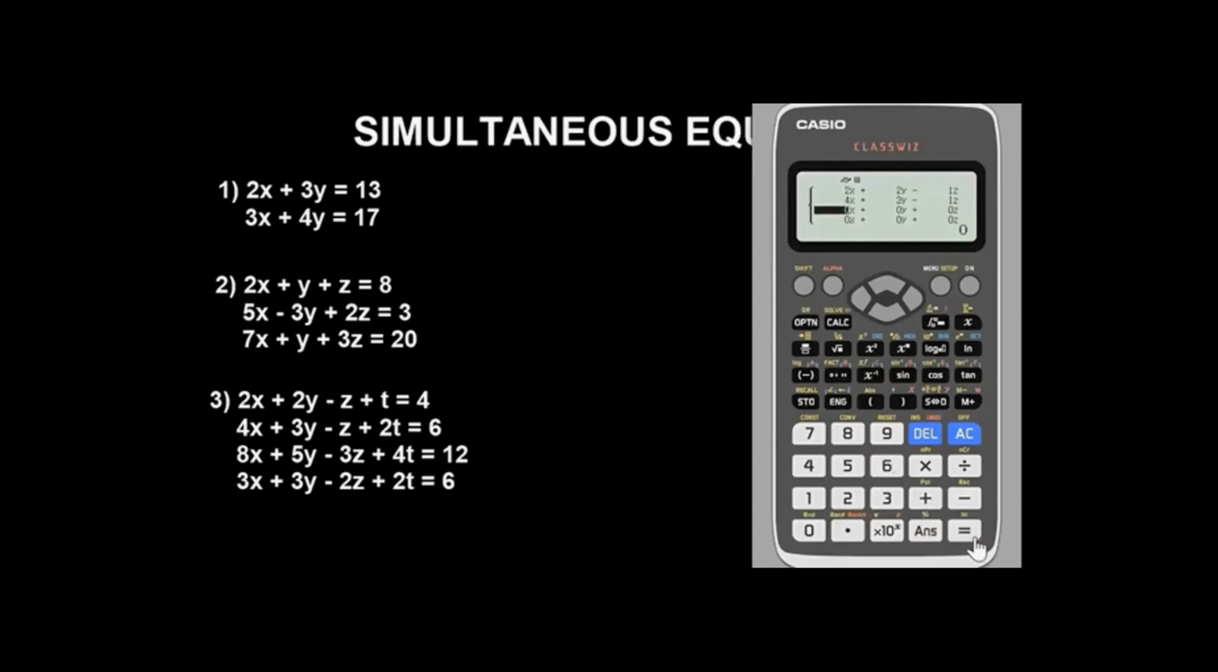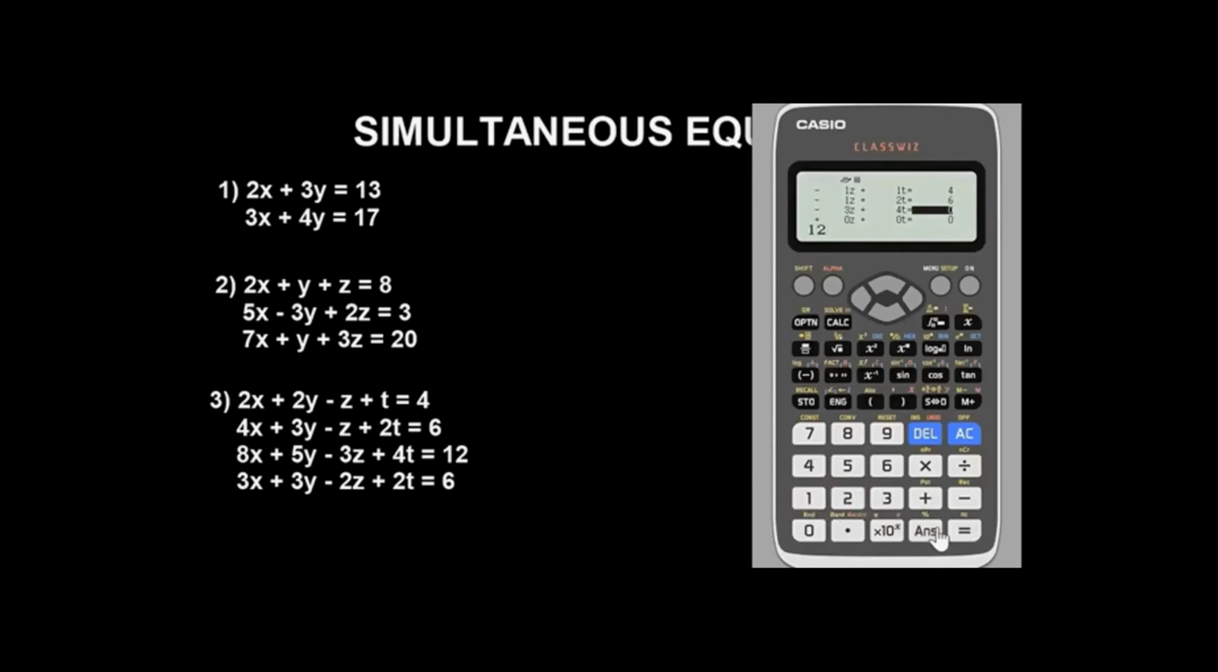6. Okay, so what of the next rule, the third rule? Coefficient of 8x there is what? 8. Coefficient of 5y there is what? 5. Coefficient of minus 3z there is what? Minus 3. Okay. Coefficient of 4t there is what? 4. And the constant there is what?